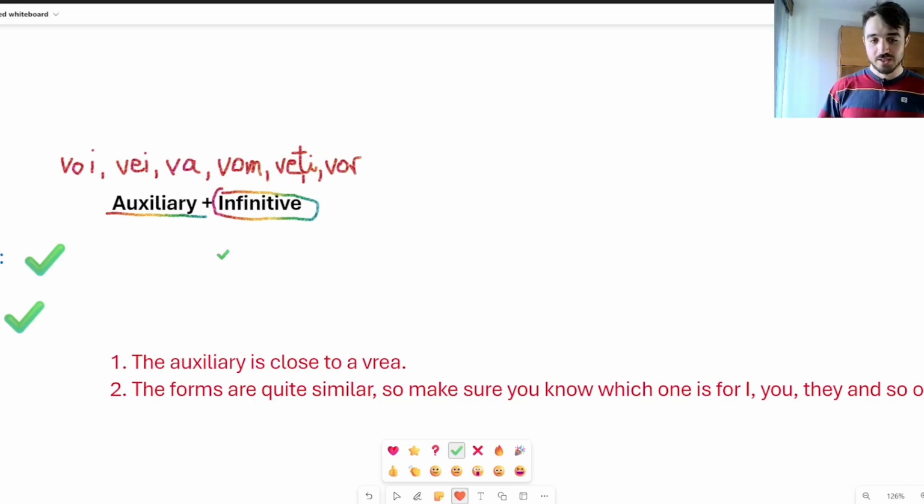The second tip here is that the forms are quite similar. So what that means is whether you're talking about I, you, he, she, and so on, you'll use the infinitive, which very rarely happens in Romanian. You have it for the future simple, and you will have it for the conditional. Other than that, there are not many places you will use the infinitive unless it's actually infinitive.